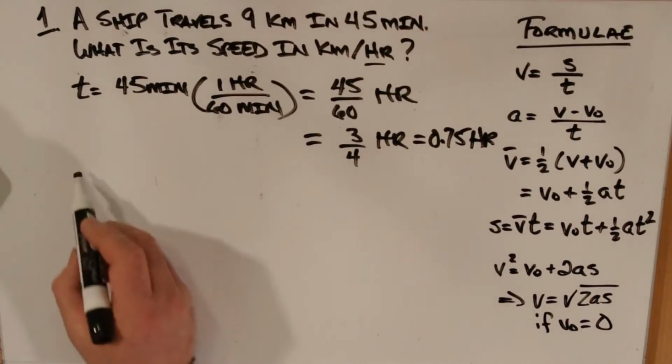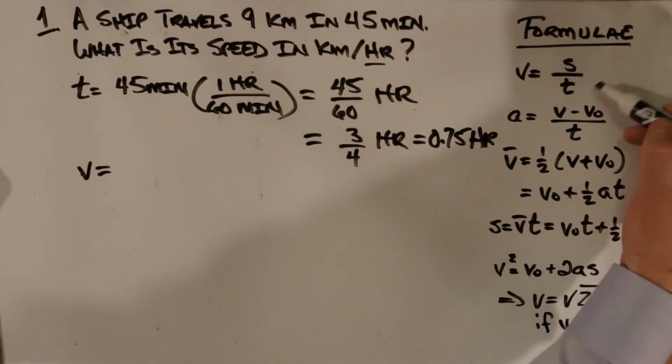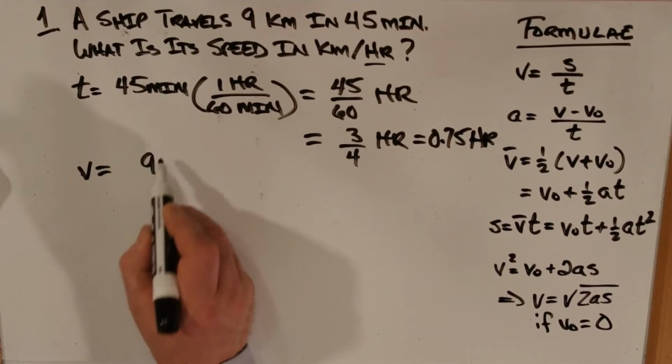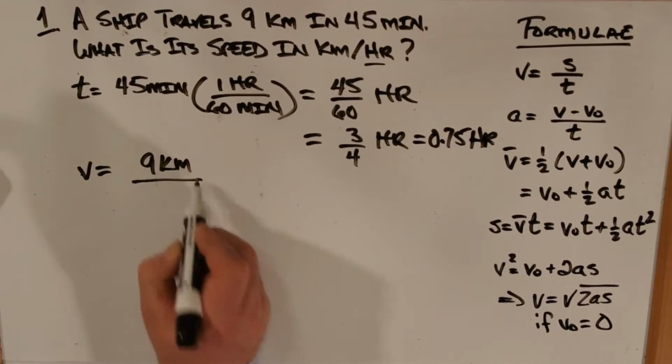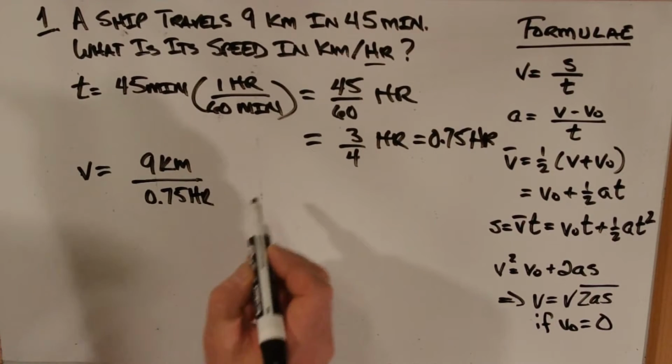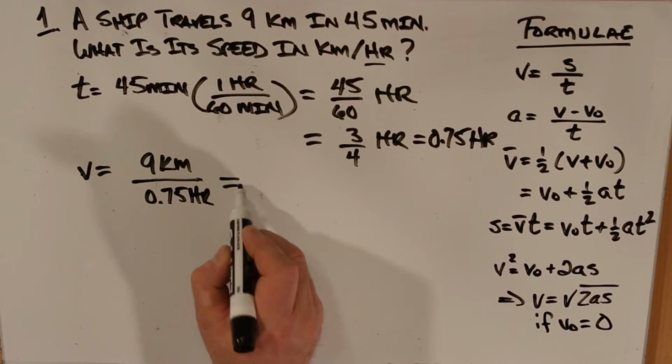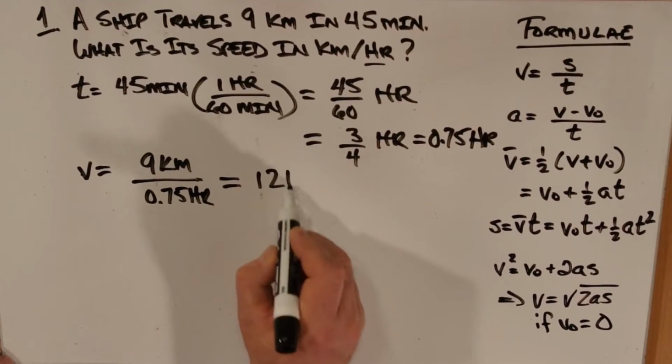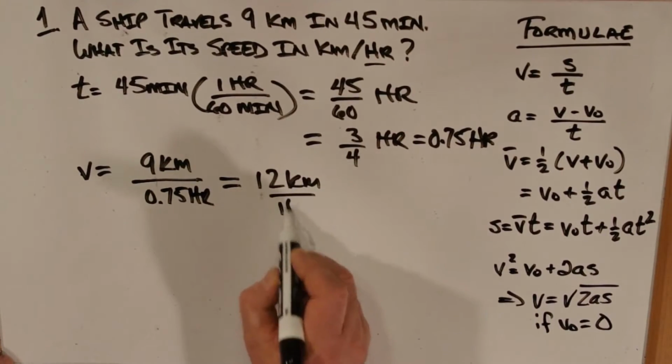Using the relationship V is equal to S divided by T, we have 9 kilometers divided by 0.75 hours, which gives us a velocity of 12 kilometers per hour. And that's the first problem.